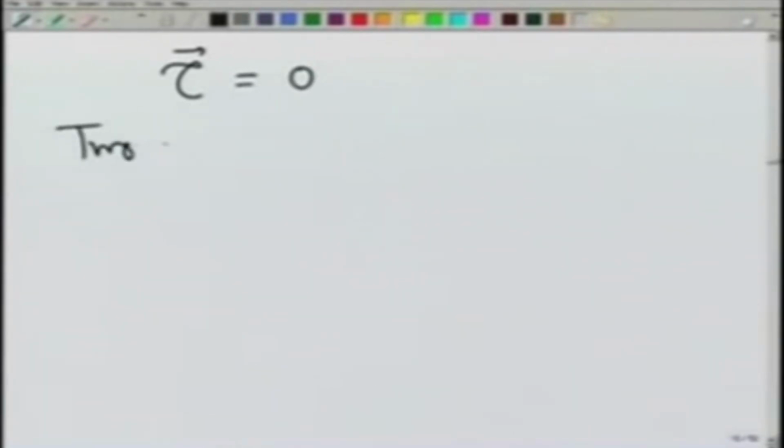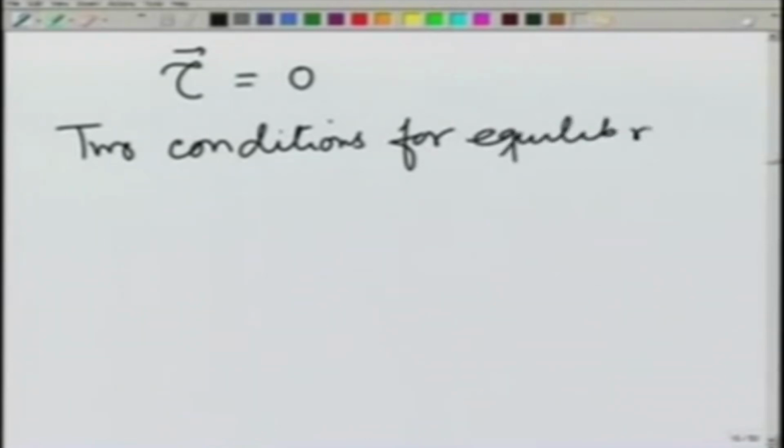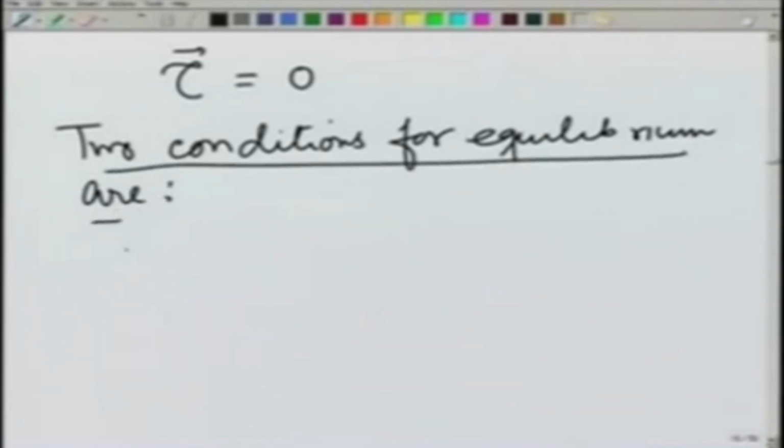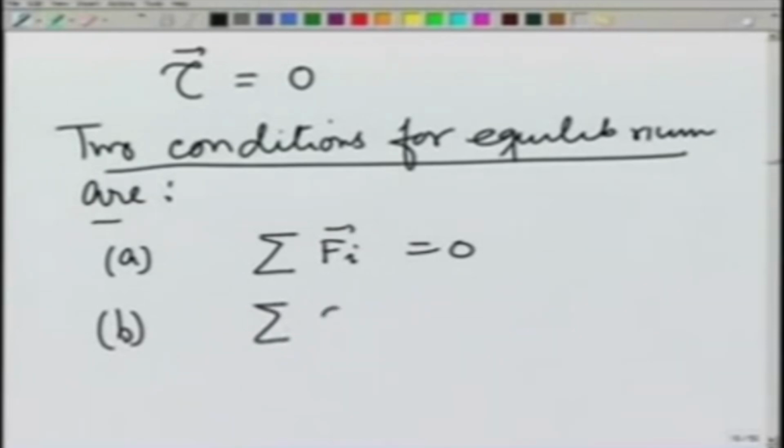So, if we want that in addition to not moving, the body also does not rotate for equilibrium, then the torque on the body should also be 0. So, two conditions for equilibrium: A, the sum of all the forces F i be 0, then the body would not move, and B, sum of all the torques applied on the body should also be 0.